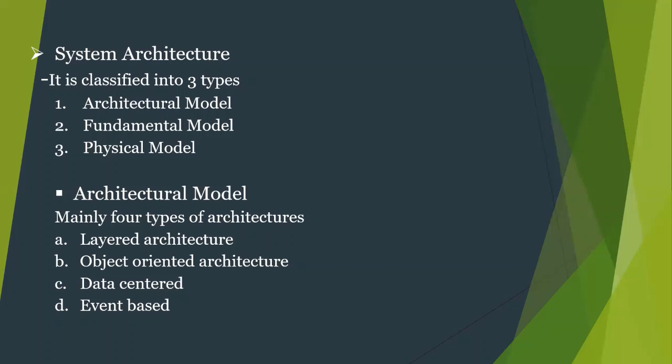So what is this architecture model? Mainly this architecture model has four types. The first one is layered architecture, the second is object-based architecture, the third is data center architecture, and the fourth one is event-based architecture.